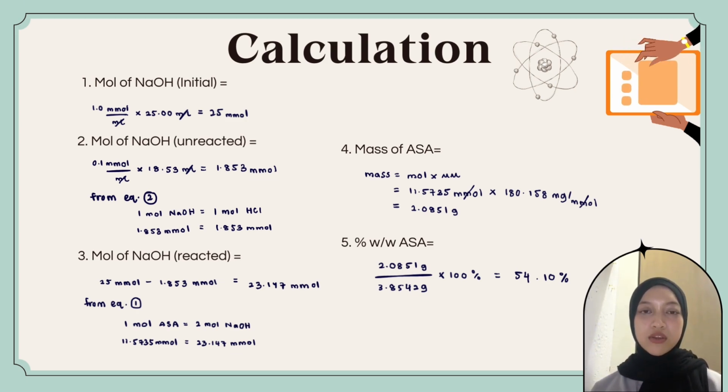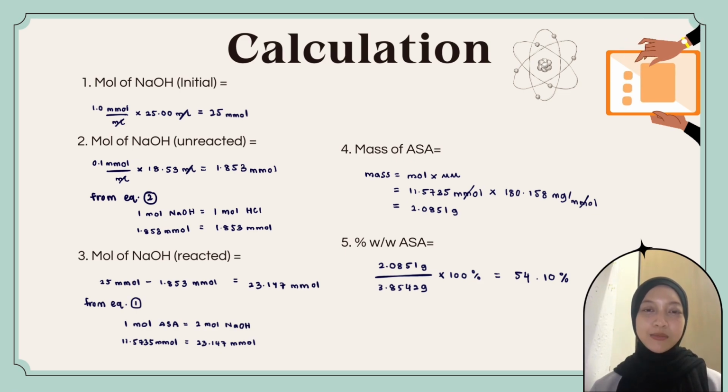The second step is to calculate the moles of sodium hydroxide unreacted. The moles of sodium hydroxide unreacted are calculated by multiplying the concentration of hydrochloric acid, which is 0.1 millimole per ml, by the volume of hydrochloric acid used, 18.55 ml, resulting in 1.853 millimole. From equation 2, 1 mole of sodium hydroxide is equal to 1 mole of hydrochloric acid. Therefore, the mole of sodium hydroxide is equal to the mole of hydrochloric acid, which is 1.853 millimole.